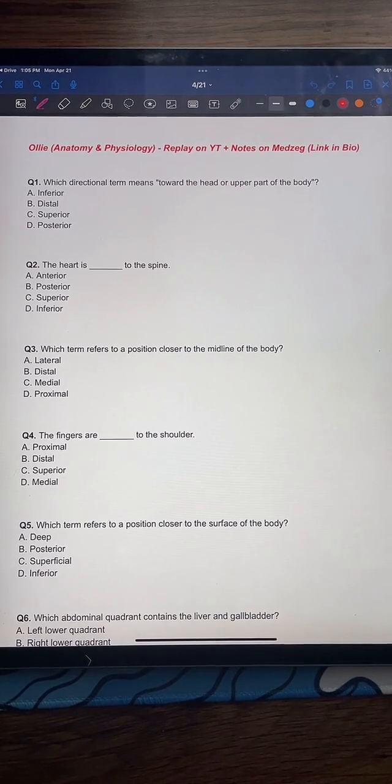Number 1, which directional term means toward the head or upper part of the body? We're on number 1 now, everybody.